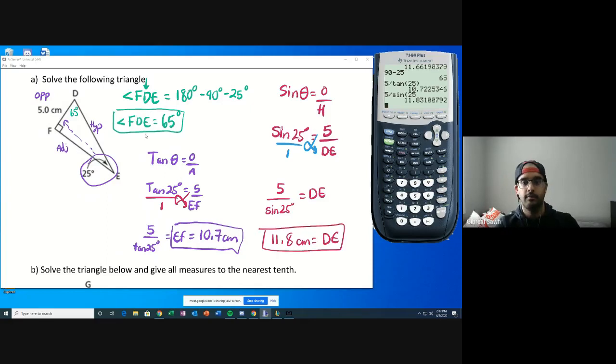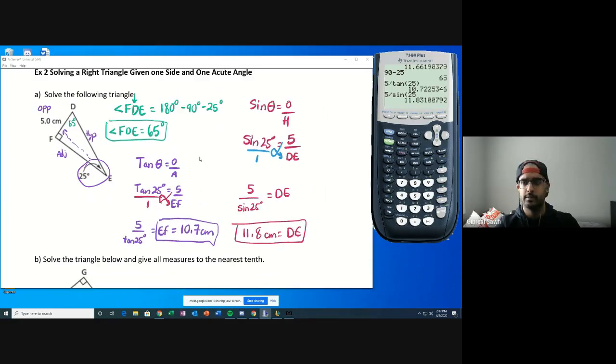Okay, we've just found everything about this triangle. We now know what all 3 of the angles are. We also know what all 3 of the side lengths are. So we're done here. We found everything. All the solution has been written out perfectly.